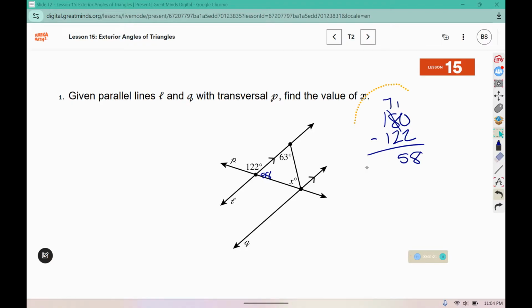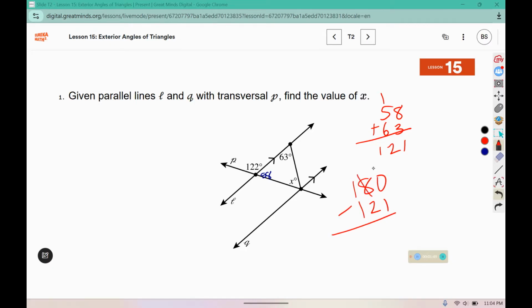And we also know that angles in a triangle, so in this centered triangle, they add up to 180. So I have 58 plus 63 would give me 121. And then we're going to subtract that from 180. 10 minus 1 is 9. 7 minus 2 is 5. So x is equal to 59.